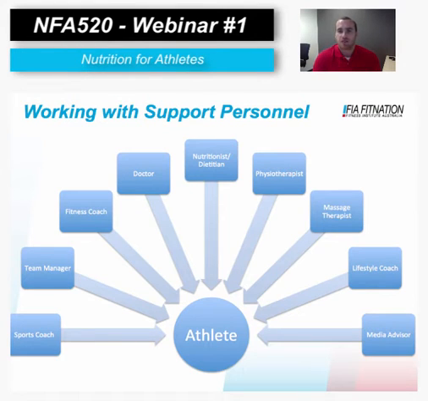Next up, I want to look at the support personnel that you are likely to be working with as a fitness nutritional coach. What you can see here in the centre of this diagram, we have the athlete, and it's really important that we remember that even though all of these different support personnel will have different contributions to the athlete, their goal is exactly the same: maximising performance and health and well-being in that athlete.